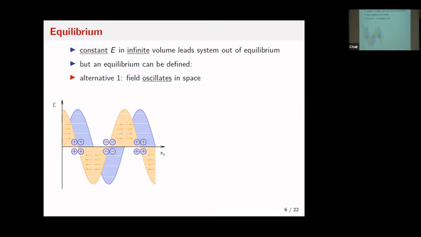If we assume that we have an oscillatory field in space, then here, for example, we have an electric field that points to the right, then here it points to the left, to the right again, and to the left again.